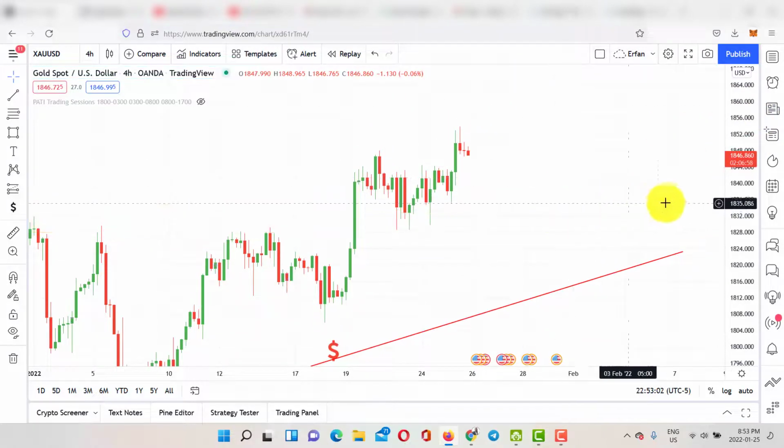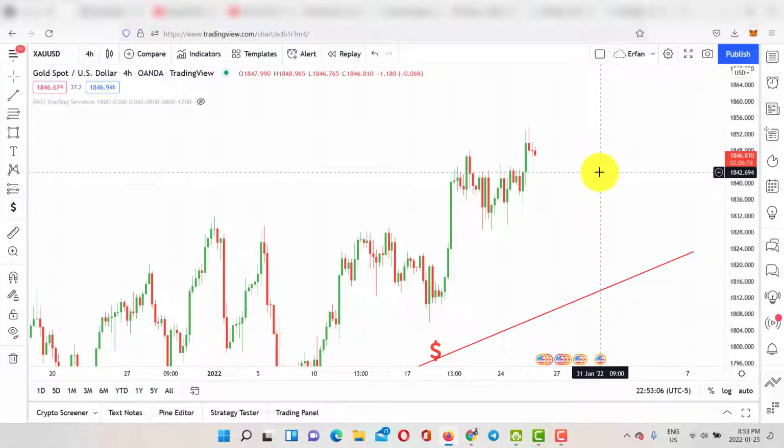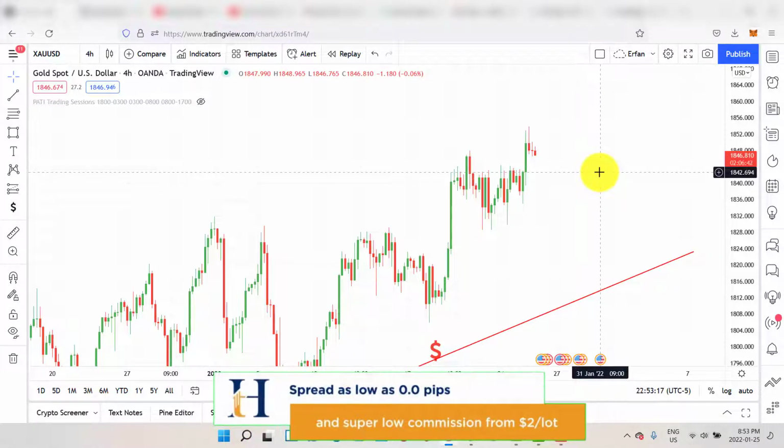Okay, so how do you find high probability order blocks, guys? It's all about gaps. I don't want to take super long on this video, because I have a separate video for order blocks, guys. If you still haven't watched it, I highly recommend you do that. It's my first video on my channel.